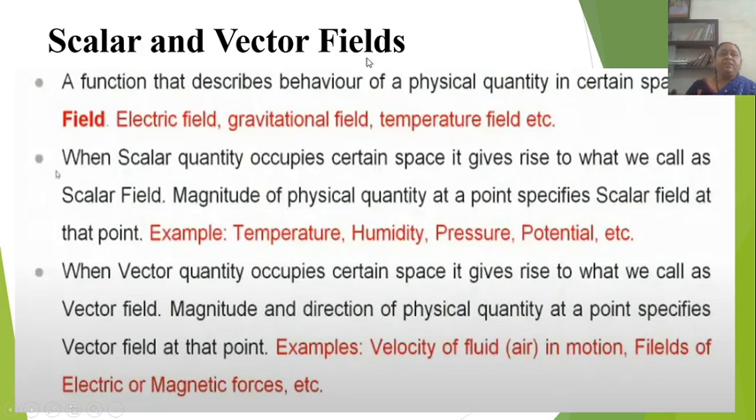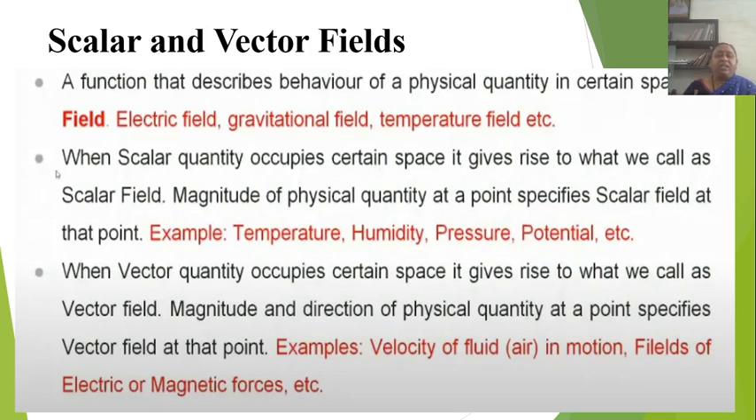Scalar and vector fields. A function that describes the behavior of a physical quantity in a certain space is a field. We know electric field, gravitational field and temperature field, etc. When a scalar quantity occupies a certain space, it gives rise to what we call a scalar field. The magnitude of a physical quantity at a point specifies the scalar field at that point. Examples: temperature, humidity, pressure, potential, etc.